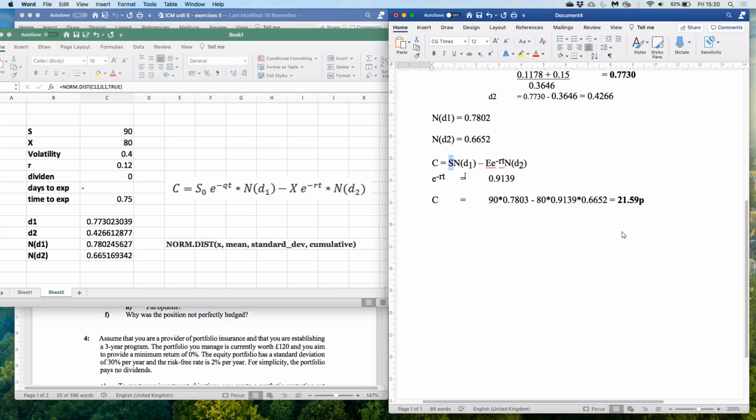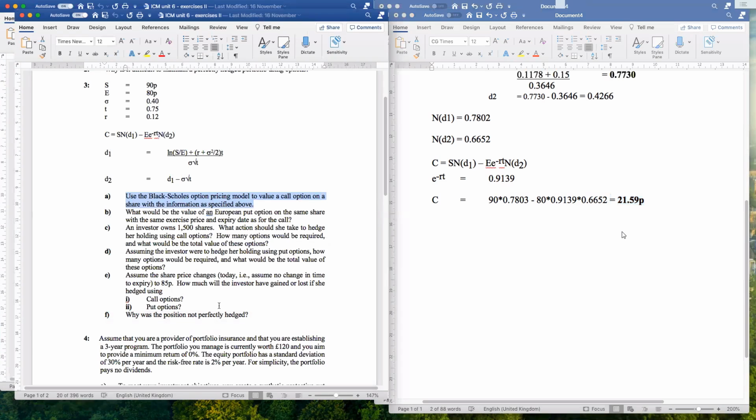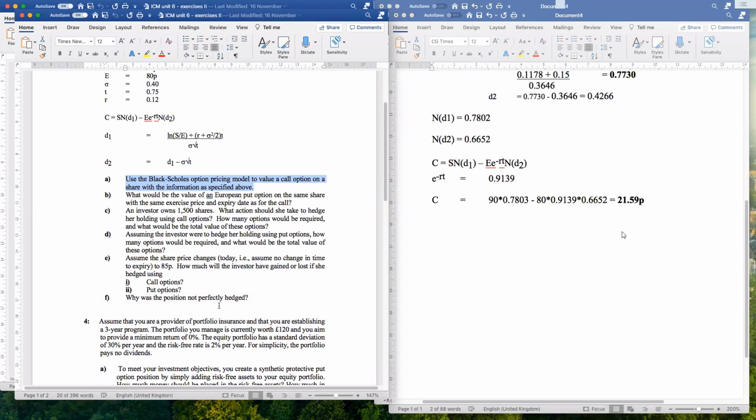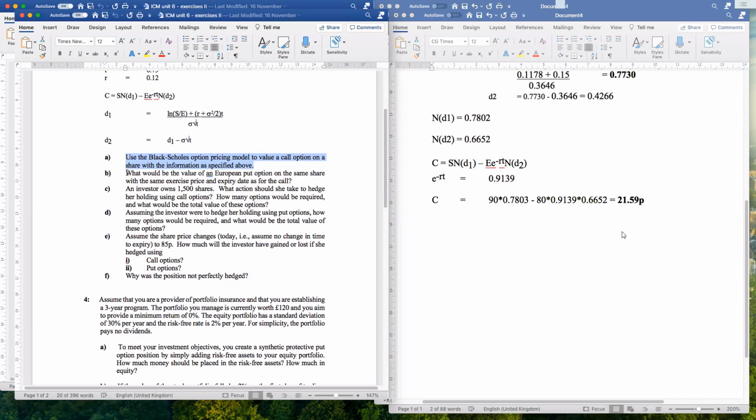90 is the value of the stock times N(D1), minus the exercise price times the value of e to the minus rT, multiplied by N(D2), 0.6652 here. And then we get the value of this option using the Black-Scholes model: 21.59 pence. That's the answer for question 3A.